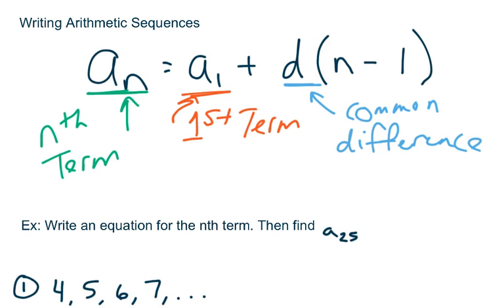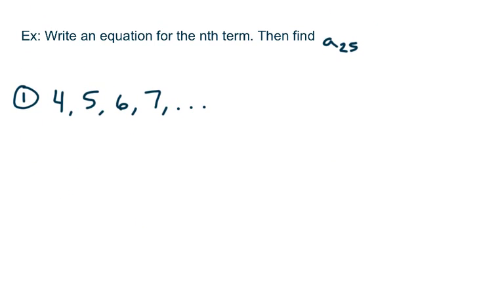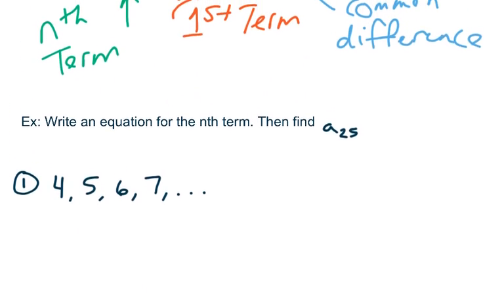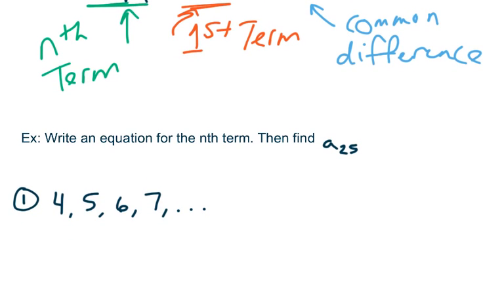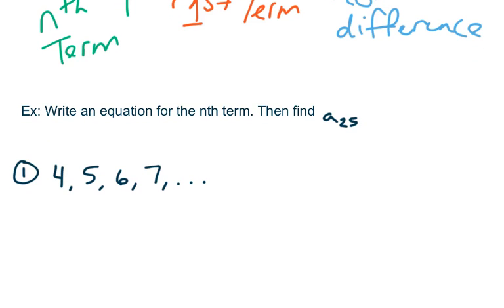Okay, so let's try one here. Write an equation for the nth term, then find a sub 25. So we're looking for the 25th term, but let's figure out the equation for the sequence in general. We need to know two things. We need to know a sub 1, and in this case that is 4. We also need to know the common difference. Now, the common difference, how many up or down?